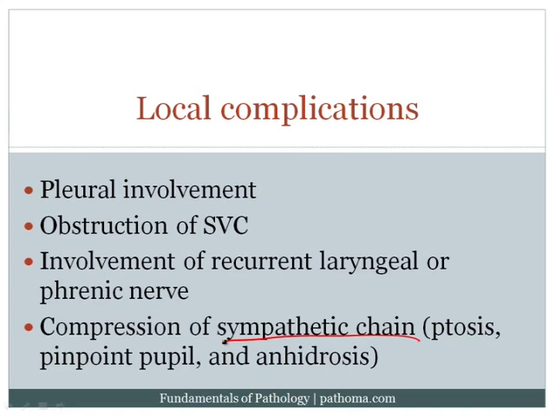And finally, the tumor can compress the sympathetic chain, particularly when it's located in the apex of the lung. That's also called a Pancoast tumor, i.e. a tumor located in the apex of the lung is also called a Pancoast tumor. And when you compress the sympathetic chain, we get ptosis, which is drooping of the eyelid. We get pinpoint pupil, and anhidrosis, which would be lack of sweating, particularly of the forehead. And that concludes our discussion of lung cancer.